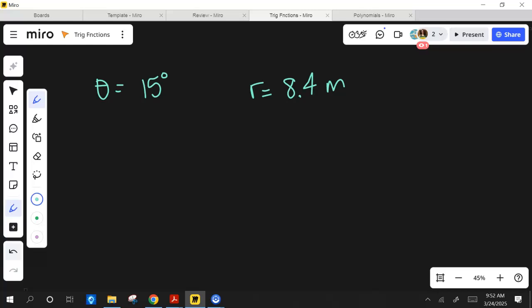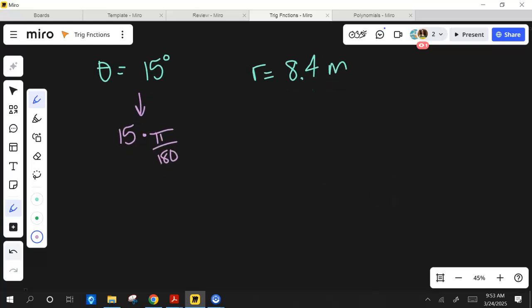Okay, the first thing I have to do, because it has to be in radians, right? 15 times, is it 180 over pi or pi over 180? Pi over 180. The units I'm looking for need to be in the top. So times pi over 180. And I'm going to simplify that. You can use your calculator, 15 divided by 180, math, enter. Or you can keep going through if you know how to divide this and simplify it.